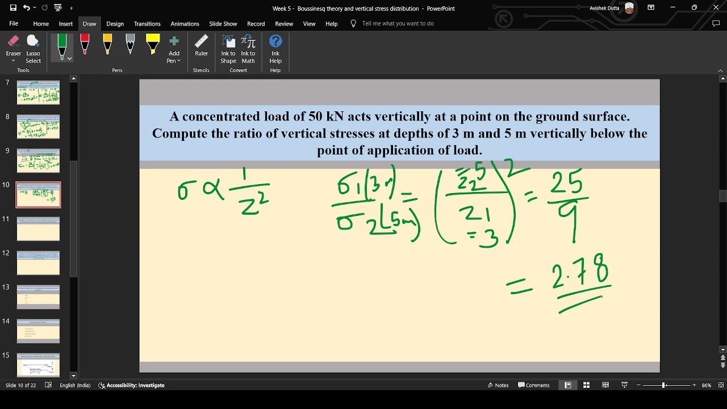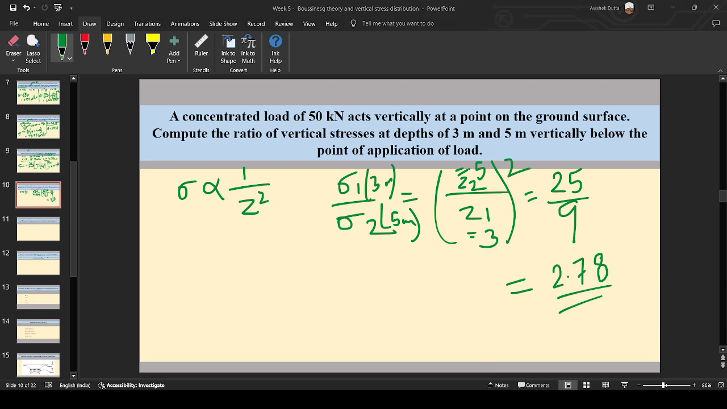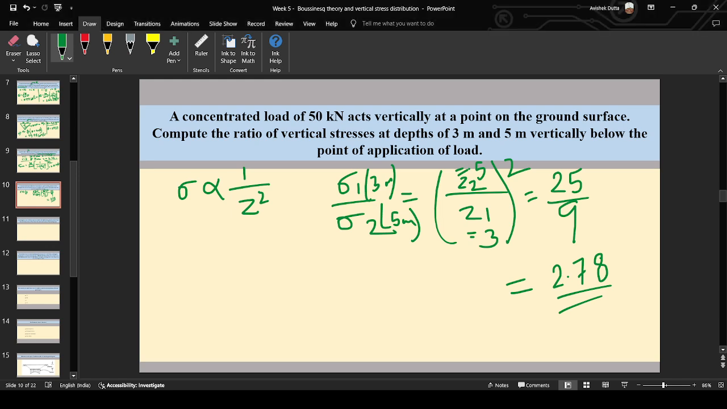So the concept is that the value of vertical stress is inversely proportional to the square of the depth. So sigma 1 by sigma 2 equals Z2 by Z1 whole square, and in this way we can find the ratios of the vertical stresses without actually finding the vertical stresses. I hope it was clear. Next question.